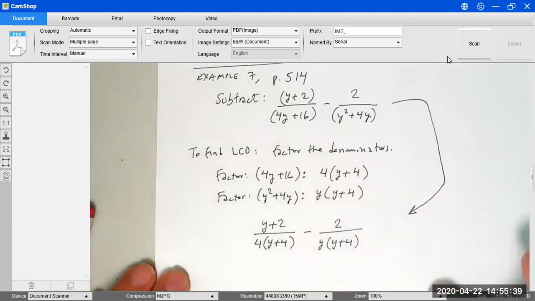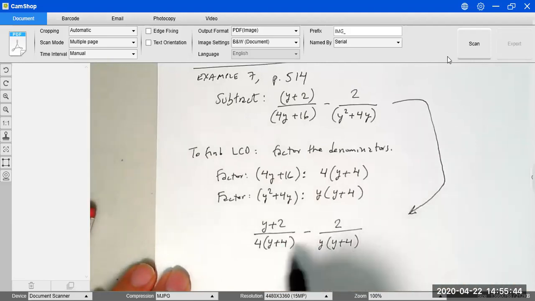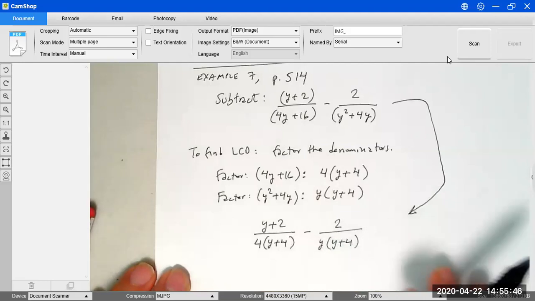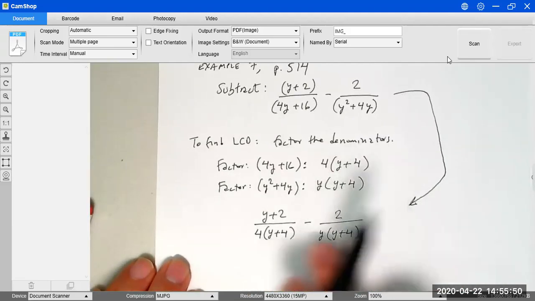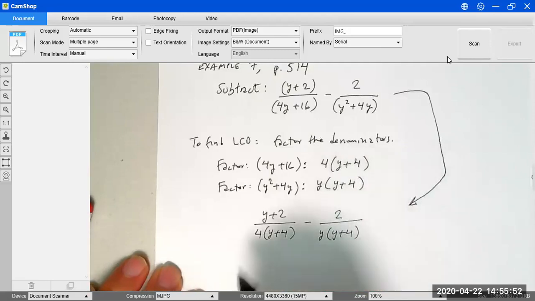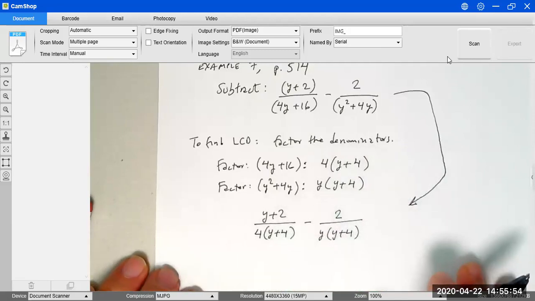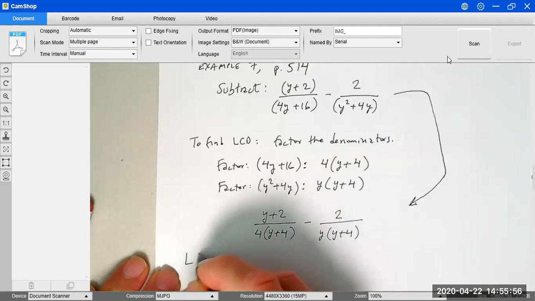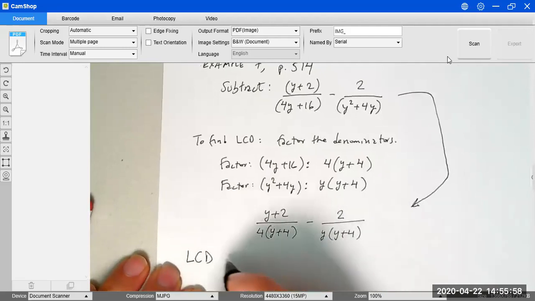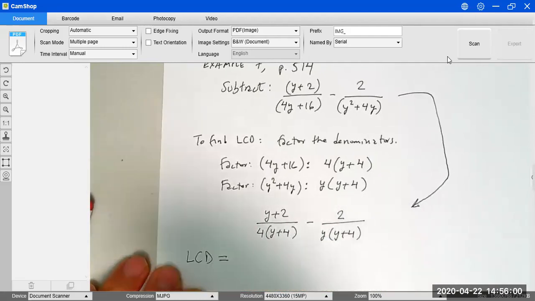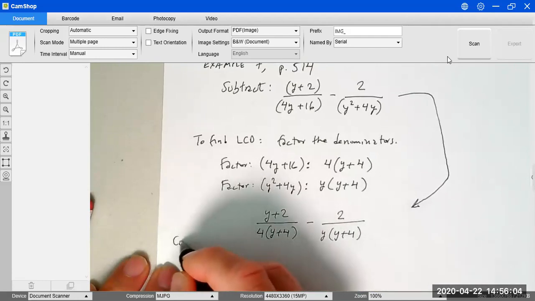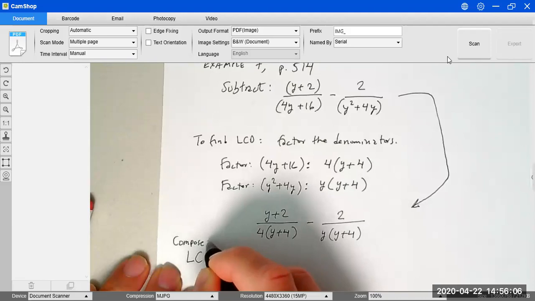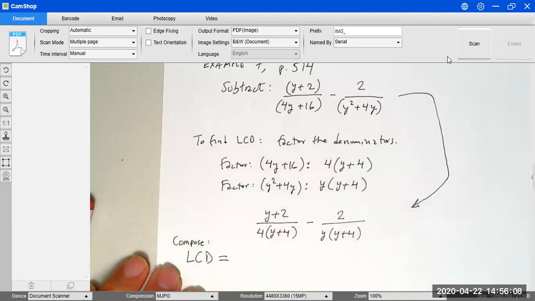So again, you can use the formula to get the least common denominator, but you need to get the greatest common factor. Sometimes it's confusing when you have these kinds of expressions in parentheses. So let's use the methods that you have in your book. We're going to find the least common denominator by using the method from the book. So we're going to compose the least common denominator.